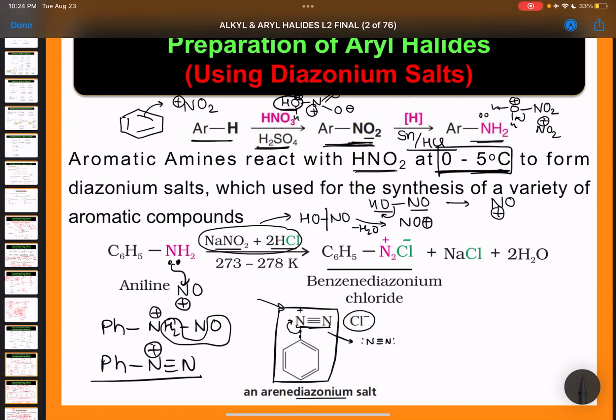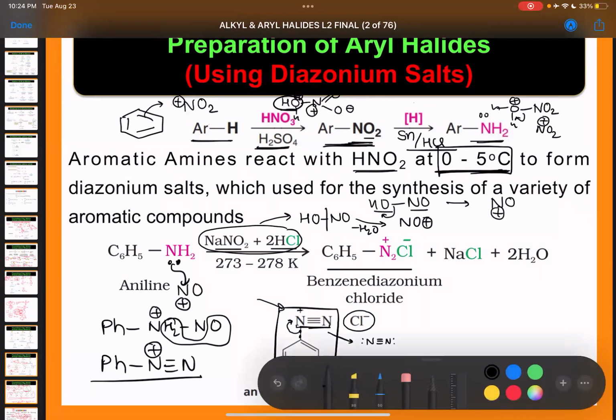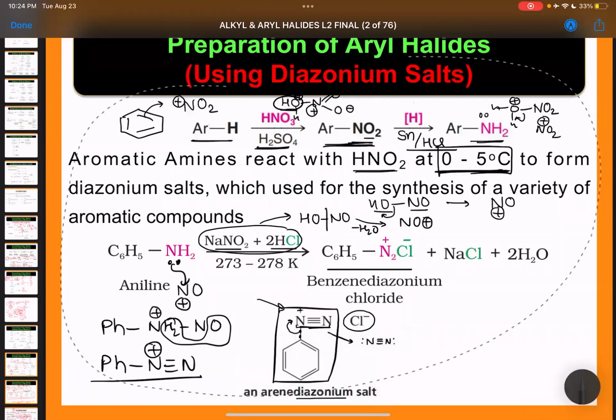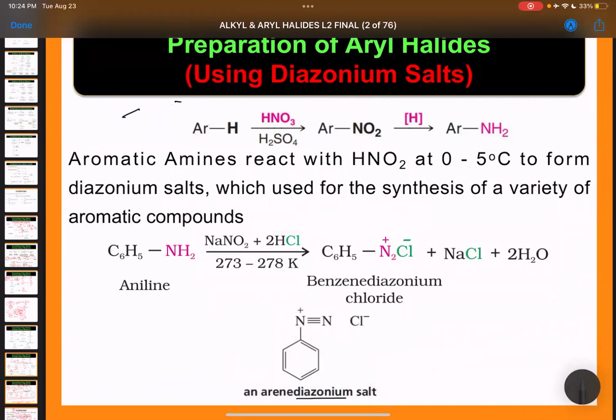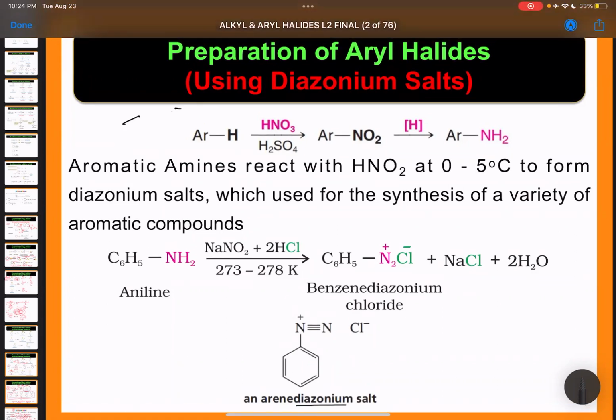So let me summarize. I have said so many things, so just quickly summarize it. First of all, you need to take benzene. You need to do its nitration by taking nitric acid and H2SO4. You will get nitrobenzene. You need to reduce the nitrobenzene by taking tin and HCl or Fe and HCl. Those are the two reagents which can reduce nitrobenzene with a very good percentage of yield. You will get aniline.